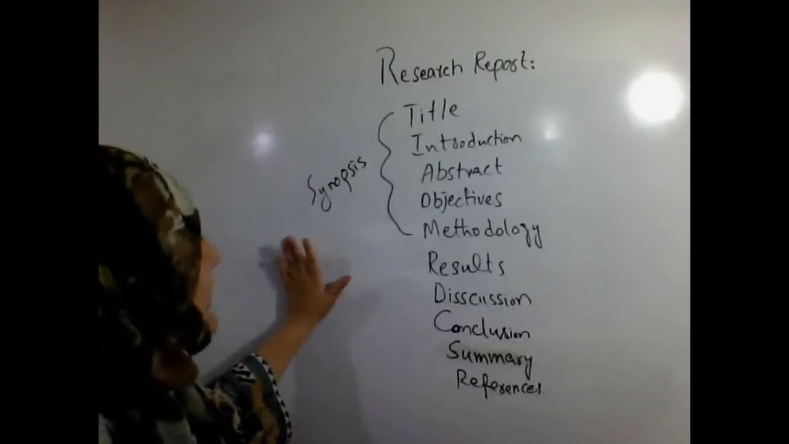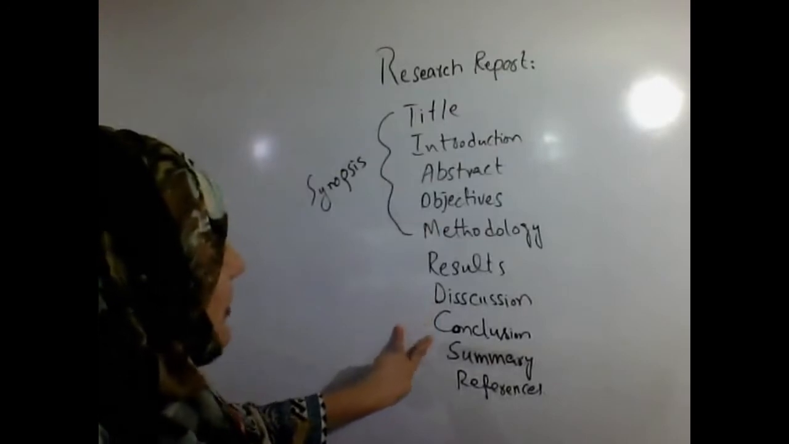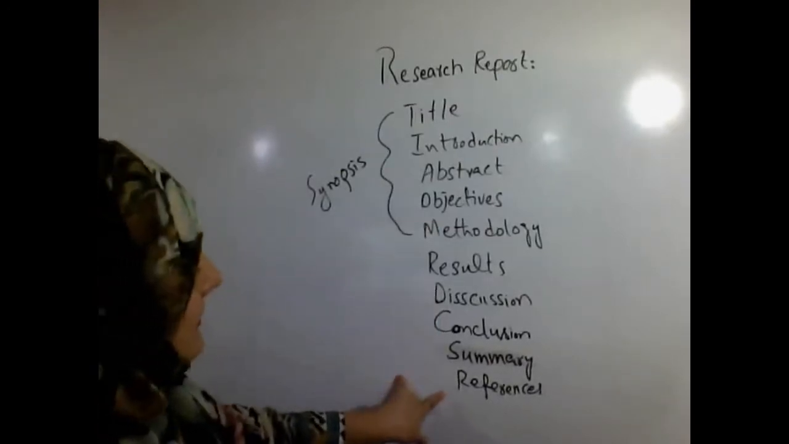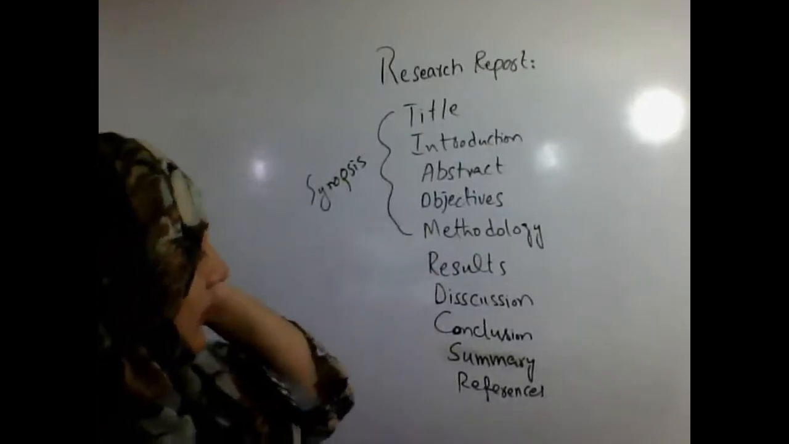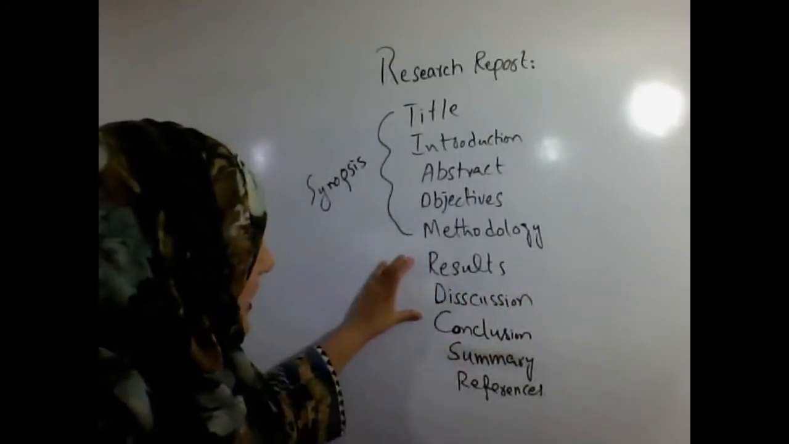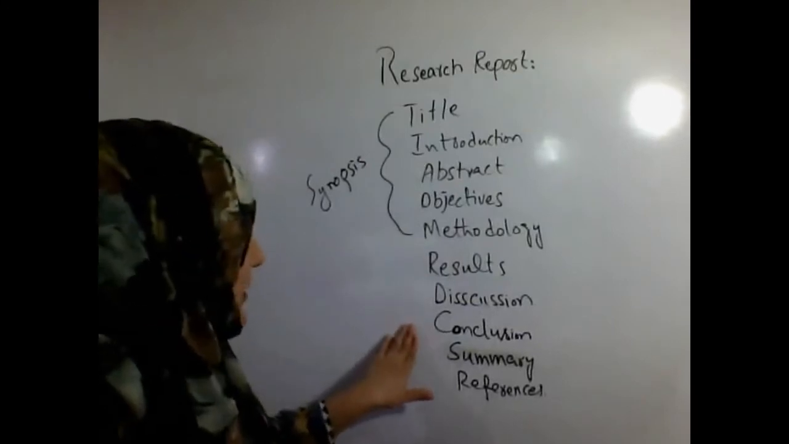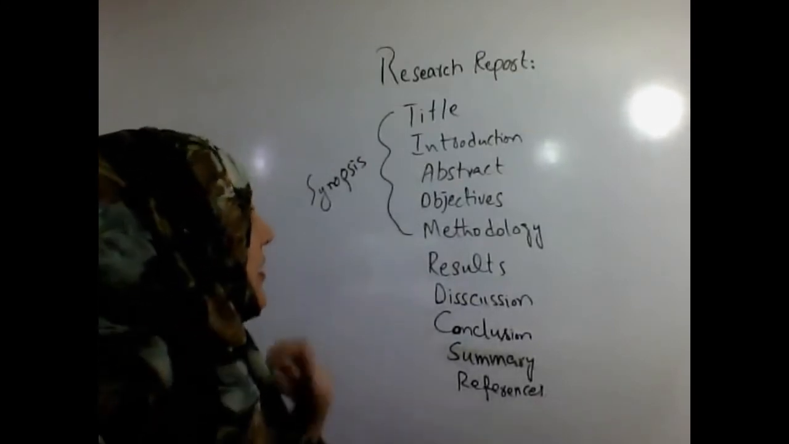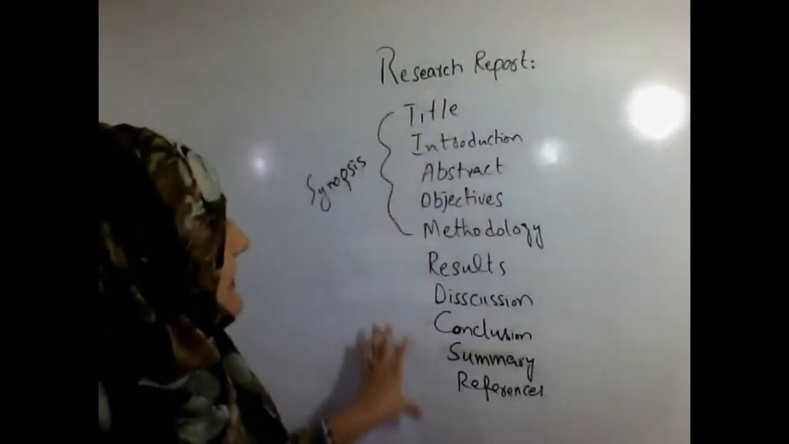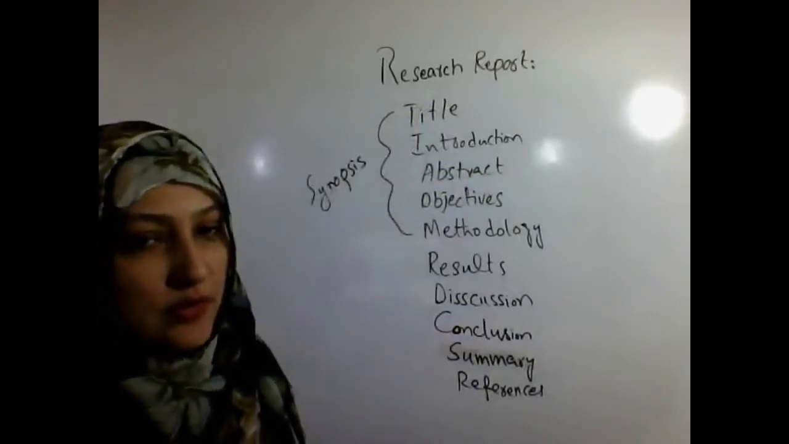The new things in your research report are results, discussion, conclusion, summary, and references. References are also present in the synopsis. So you have a better idea about the results, discussion, conclusion and summary sections, but I have to give you the idea about all these components one by one for writing your research report.